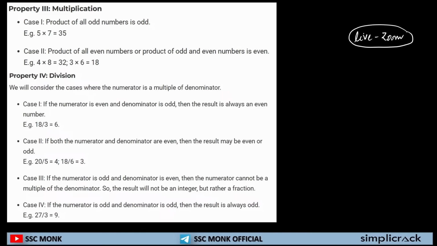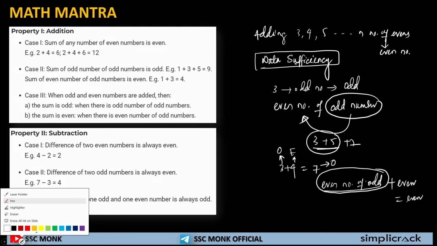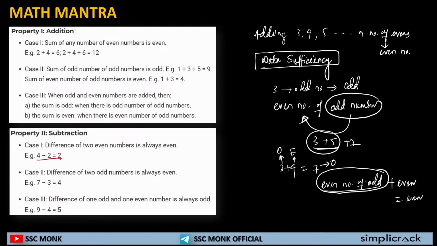Clear? Now let's understand. See, for subtraction it is simple. If you take the difference of two even numbers, you will get an even number. That means 4 minus 2 is equal to 2. 4 is an even number, 2 is an even number, the answer is also even. The difference of two odd numbers is always even. 7 is an odd number, 3 is an odd number, 7 minus 3 is equal to 4, which is also an even number. The difference of one odd and one even number is always odd. 9 minus 4 is equal to 5.